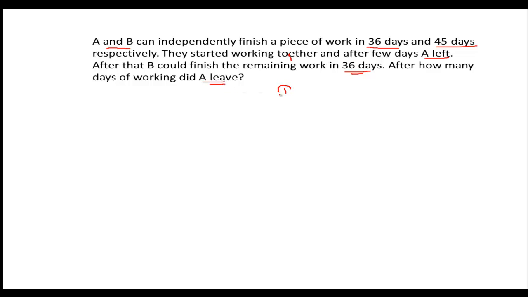Let the total work be 1 and A leaves after X days. So A worked for X days, and B worked for X plus 36 days. So A's X days work plus B's X plus 36 days work, and that together will be equal to 1 work.